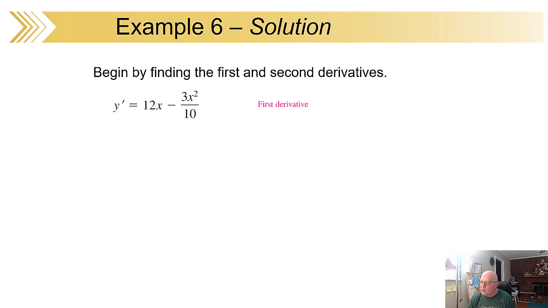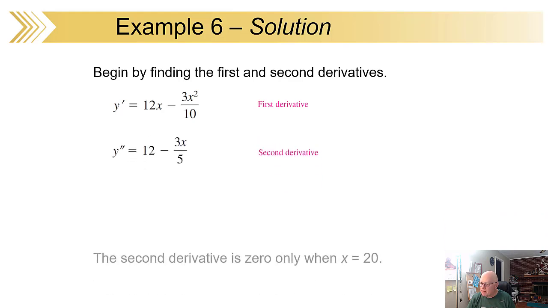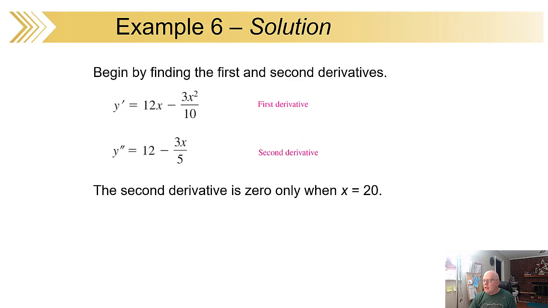So first of all, we'll find the first derivative, then we'll find the second derivative, and we'll set it equal to 0. Well, it only is 0 where x equals 20. You can actually do the work yourself. Don't believe everything you see on the screen. Try it yourself, because you're going to have to do it by yourself in the exercises.